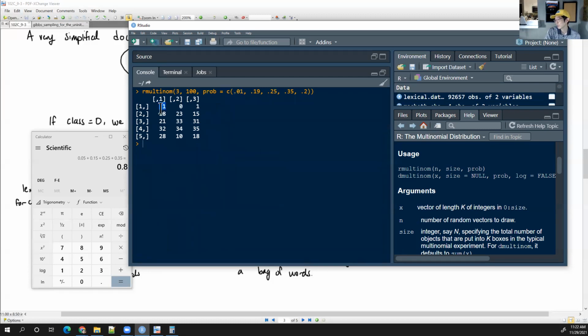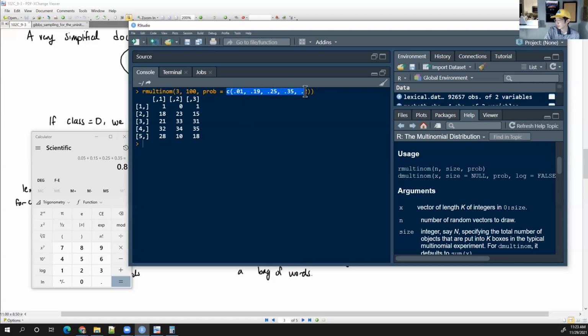So in a document of, say, 100 words, it appeared only one time. The next word appears with probability 19%. So in a document of, say, 100 words, this one appeared 18 times, and the second document appeared 23 times, and the next document appeared 15 times. And this appears with probability 25%. Of course, because of randomness, maybe it's a little higher, maybe it's a little lower. The last one appears with probability 20%, and because of randomness, sometimes it's higher and sometimes it's lower. So these are just instances of the multinomial distribution.